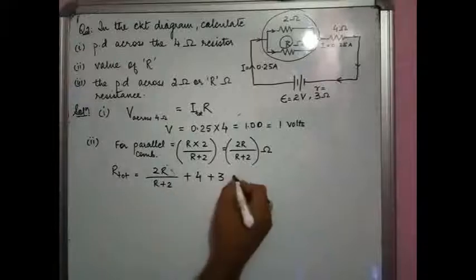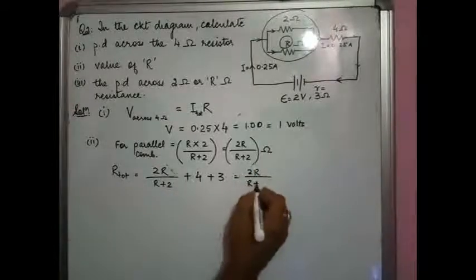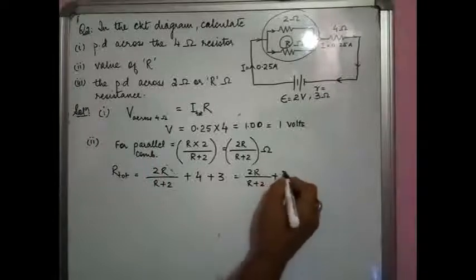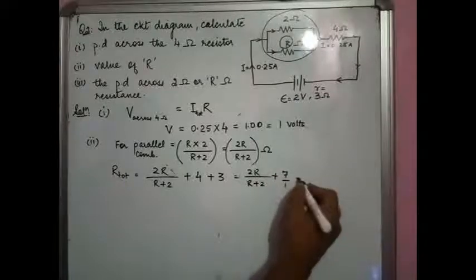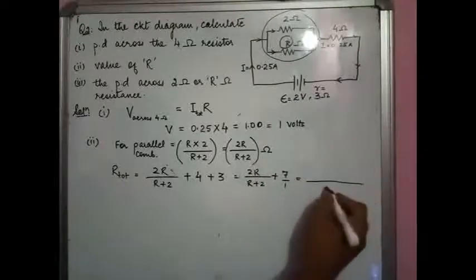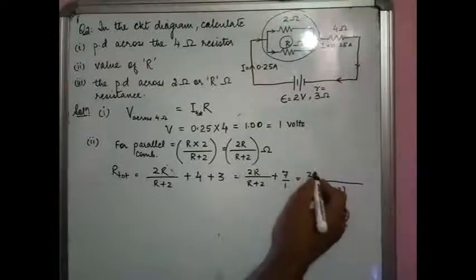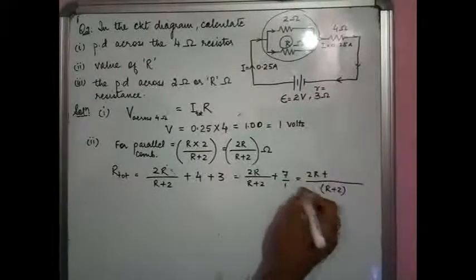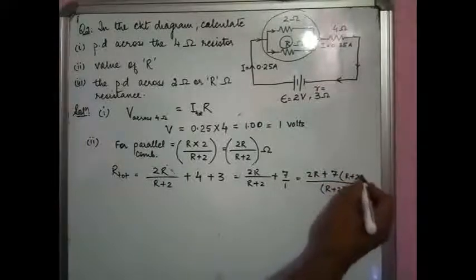Okay, so very quickly let us calculate this. This is going to be 2R upon R plus 2, plus 4 and 3 is 7. So if you want to have a common value, let us calculate. We'll take the LCM. LCM will be R plus 2. So this becomes 7 into R plus 2.